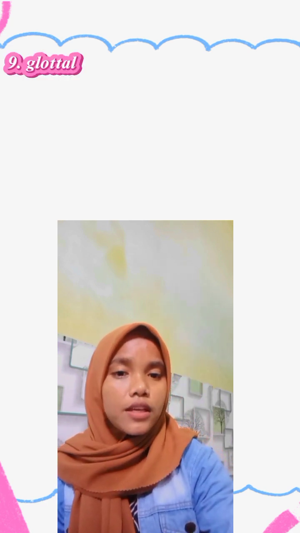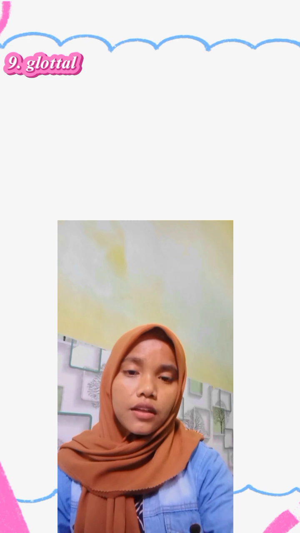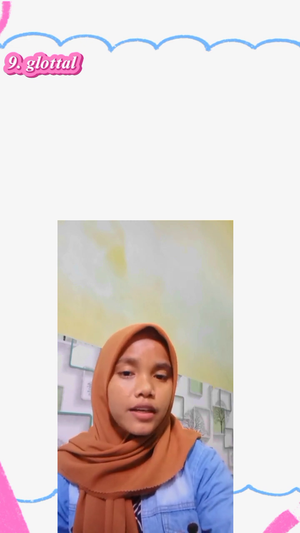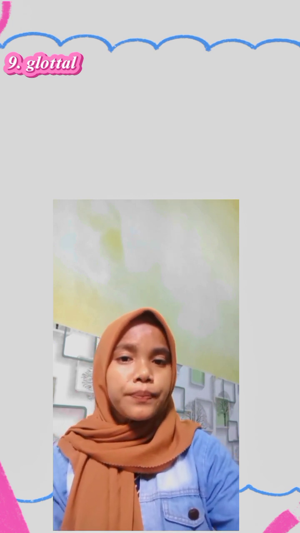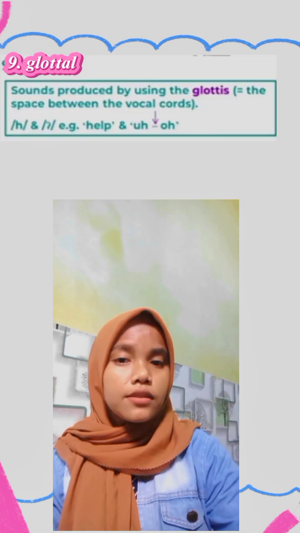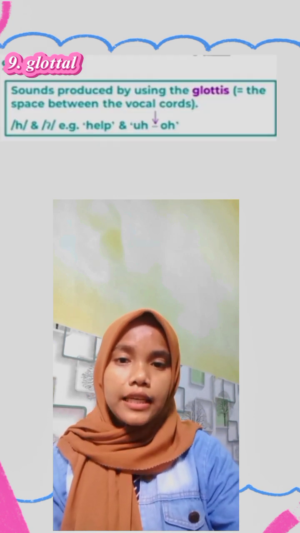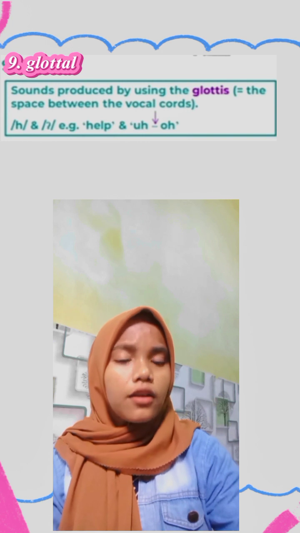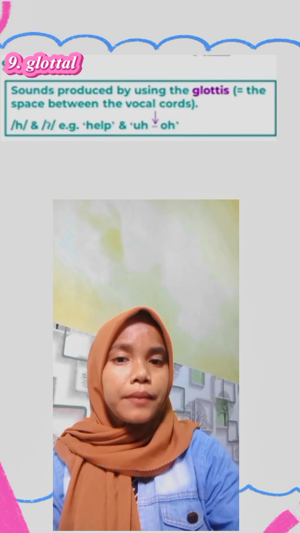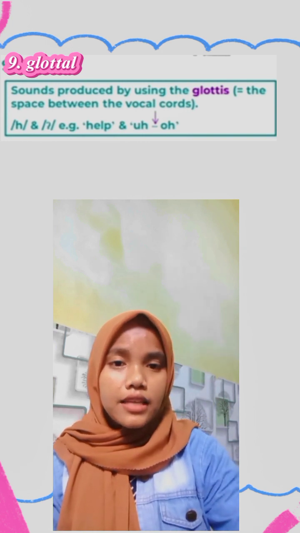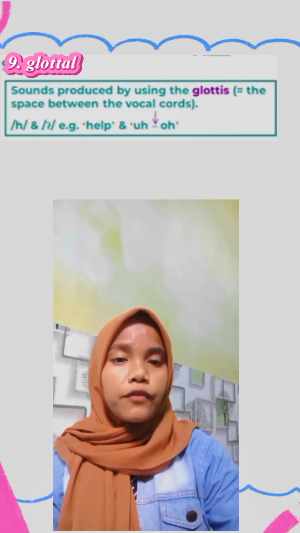Now last but not least we have glottal sounds. So here the place of articulation is all the way down in your throat, really. The sounds are produced by using the glottis, and the glottis is not so much an articulator but a space. It is the gap between your vocal cords.